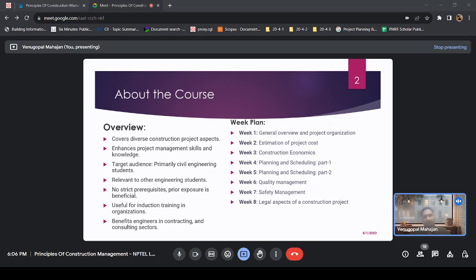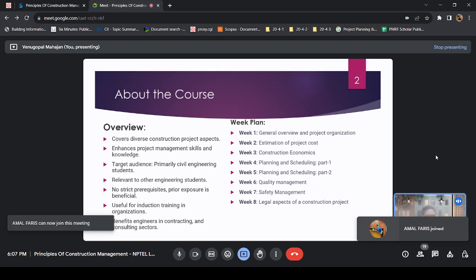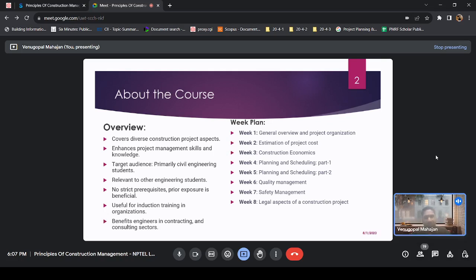This is the week plan for our 8 weeks. The first one you would have already gone through, the contents. The assignment due date is, I guess, over now. Week 2 is estimation of project cost. Week 3 is construction economics. You will find that construction economics itself has an 8-week NPTEL course. Planning and scheduling, week 4 and week 5, have 8-week and 4-week NPTEL courses. For week 6, I am yet to find an NPTEL course directly for civil engineering, but week 7 again has an NPTEL course of 8 weeks.